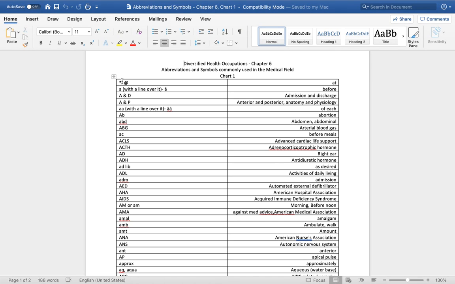AB, now this is with a capital A and a lowercase b. Usually when you see a capital and then a lowercase, it's going to mean it's an element from the periodic table, like magnesium or potassium, hydrogen, oxygen, nitrogen, that kind of thing. But in this case, that's not really the case. So capital A, lowercase b, this is abortion, which means a loss of a baby before birth.